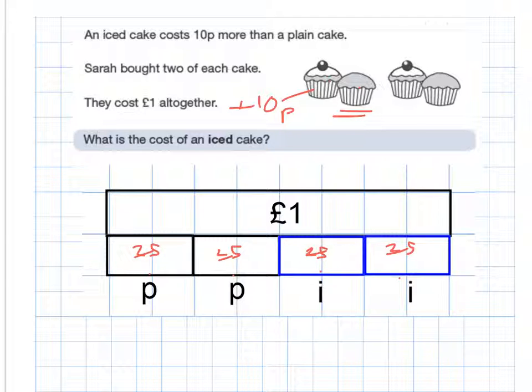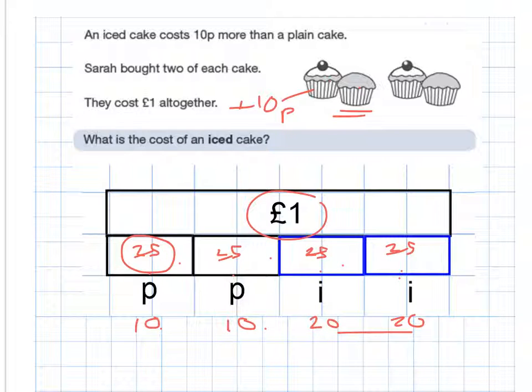It can't cost a lot less because I'm nearly at the answer, so I will try a number in here, see how much a plain bun might cost. If I said a plain would cost 10p, then that would mean an iced would cost 20p. If I add that all up though, it doesn't make £1 because it would only make 40p over here, 50, 60p. So I need my plain bun to be costing a little bit more. So I can do this by trial and improvement until I get my final answer where these 4 boxes add up to £1, and this box here is worth 10p more than that.